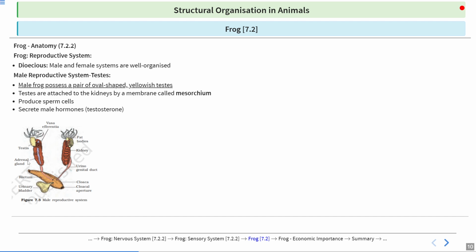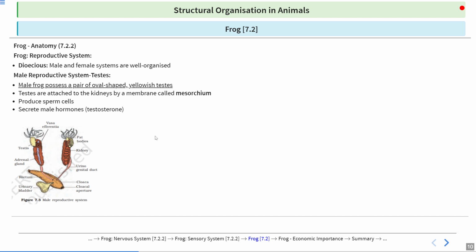This adrenal gland is present in the human also, right? But here you can see the position of the adrenal gland is very different. The adrenal gland is present at the top of the kidney in the case of human, but here see the position. It is present on the whole surface of the kidney, right?